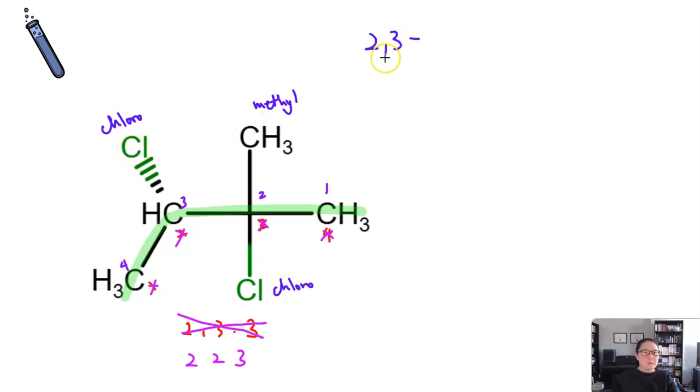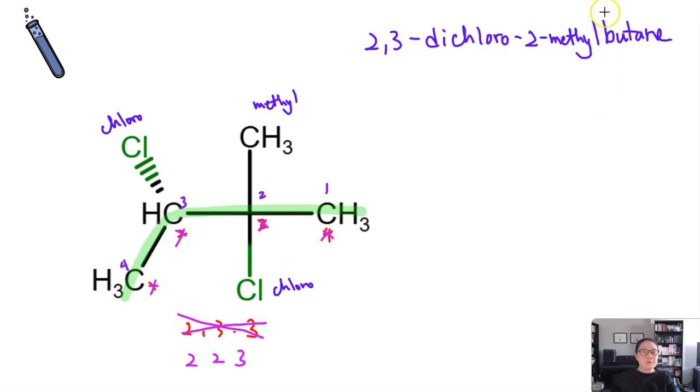There is a comma between the two numbers because you could theoretically have a 23 in there. So you have 2, 3. There are no spaces between any of this. After that, we put in the name of the side chain plus how many of it we have. In this particular case, we have 2 chlorines, so it's dichloro. Then we have our other side chain, which is our methyl group. That's the end of our side chains, so we're going to put in the name of our parent chain, which is going to be butane.